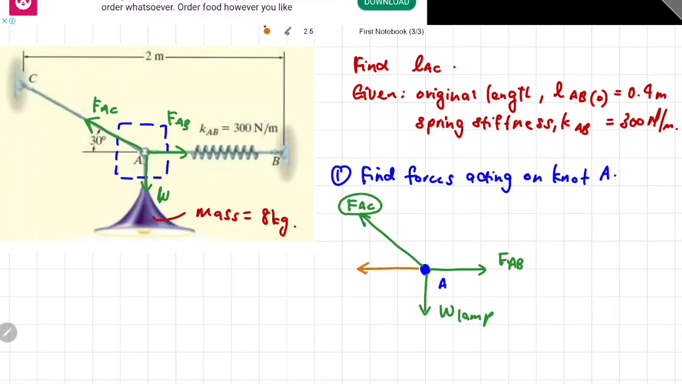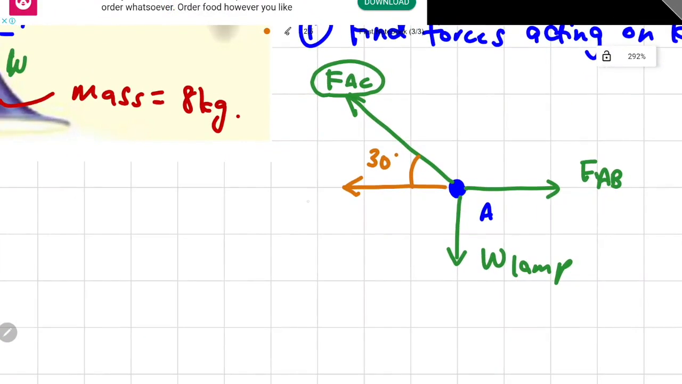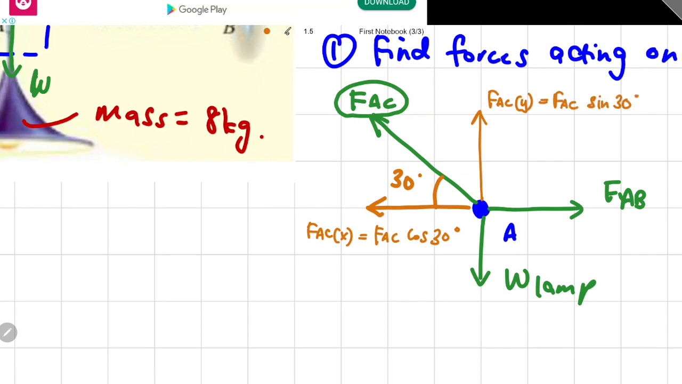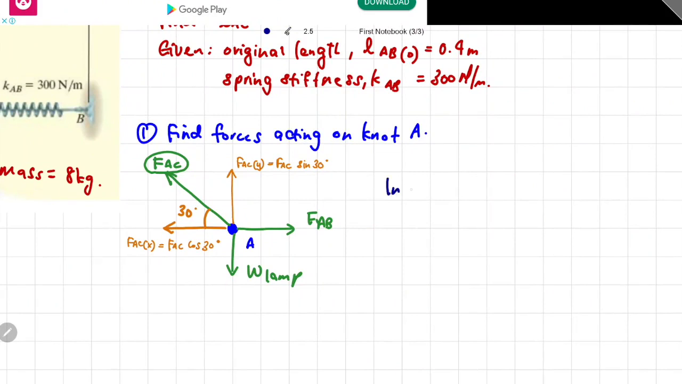So we know the angle between cord AC and the x direction is 30 degrees. So you can calculate the magnitude of the force along the x direction to be FAC multiplied with cos 30. The magnitude of force AC along the y direction can be calculated using the formula FAC sin 30. Okay, now you can do the equilibrium analysis along either the x or y direction. Okay, let's do the x direction first.